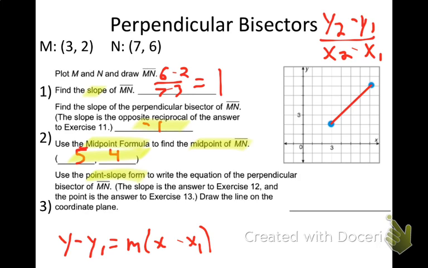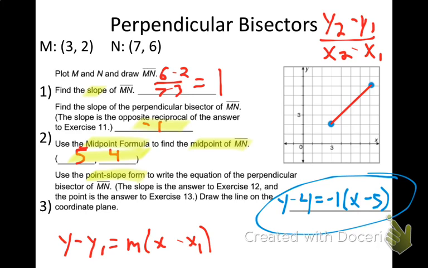Who thinks they got this in point slope form? Max, what are you saying? Y minus 4 equals negative 1 parentheses x minus 5. That is your answer right there. Again, it's nothing more difficult than you need to find slope, find perpendicular slope, and then find the midpoint. Okay, nothing more difficult than that.